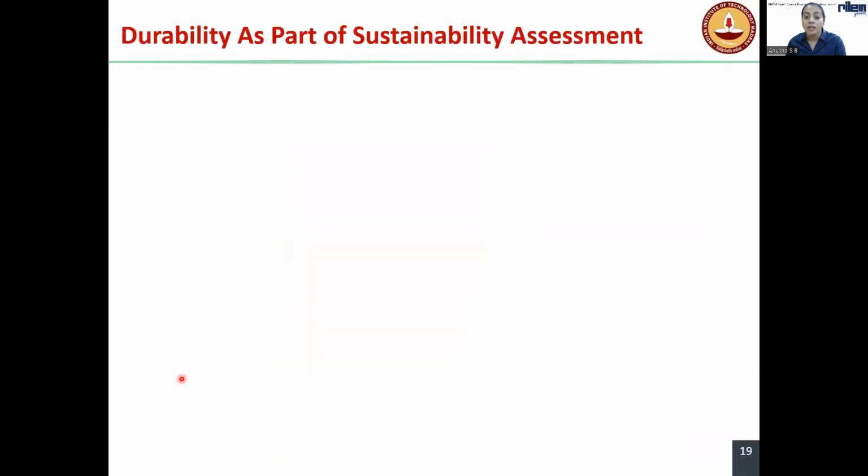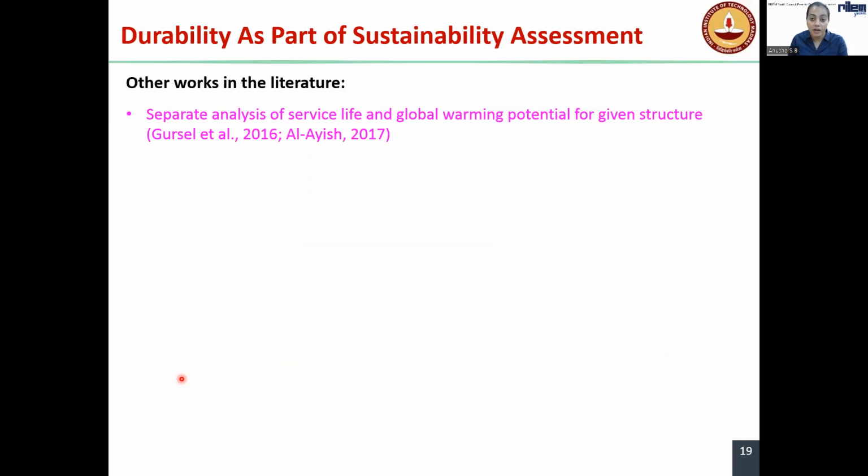The second part of the study was to combine durability, which is a concrete material parameter that would influence the service life of the concrete system, in the total life cycle of concrete. If you look into the literature, there are several researchers who have tried to combine durability for the overall sustainability assessment.